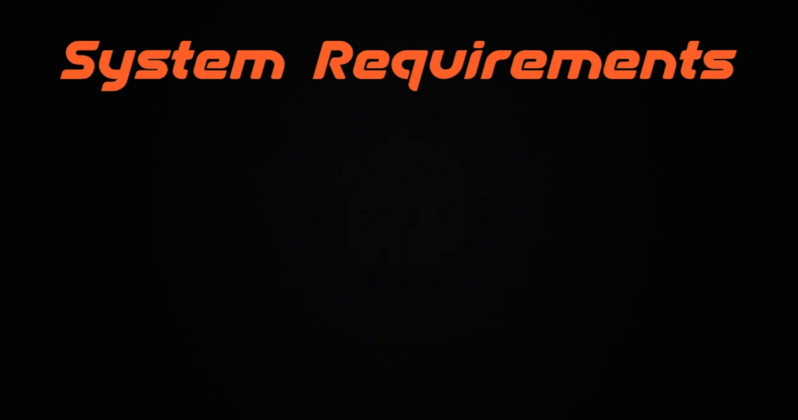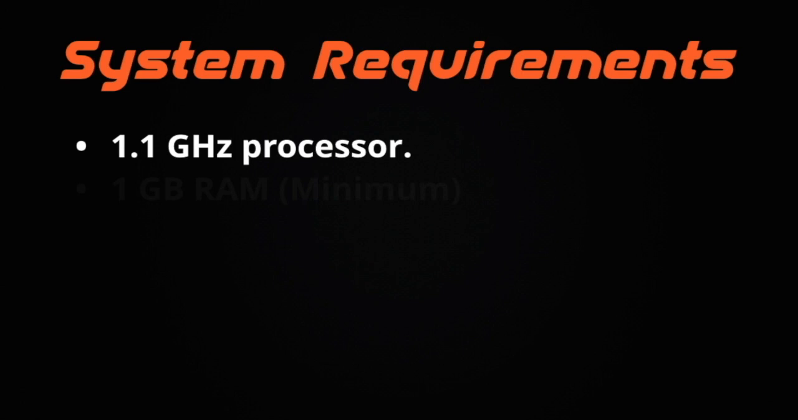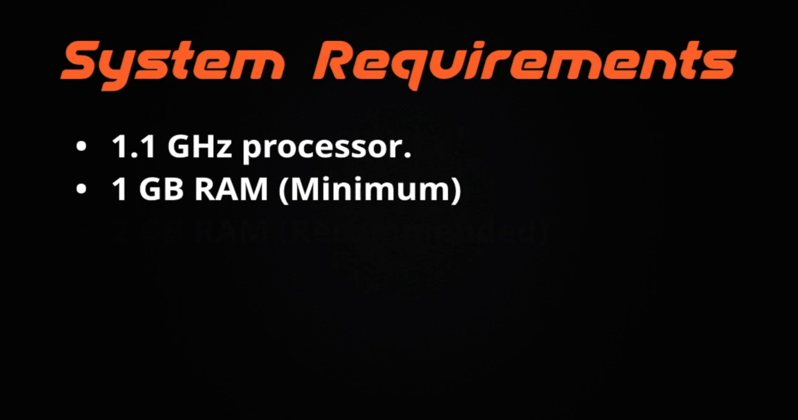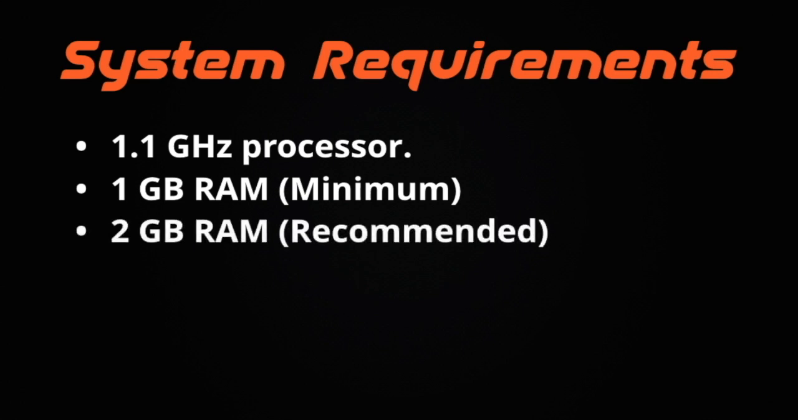We have different requirements for each operating system version. If you want to run version 6 of any of these, check out our documentation for all the details. Here's what you need for version 7. A 1.1 GHz processor, a minimum of 1 GB of RAM, but we recommend at least 2 GB, plus at least 20 GB of disk space. Depending on the exact server configuration you're using, you might have to meet a few other requirements.